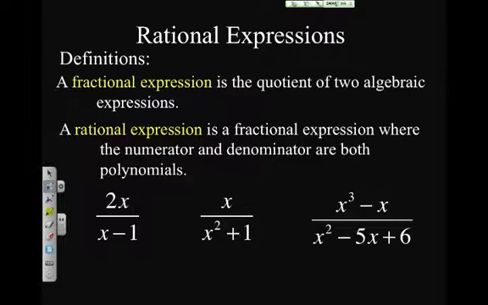Some examples of these would be 2x over x minus 1. Another example, x over x squared plus 1. Or you can see the third example there, x cubed minus x over x squared minus 5x plus 6. Each one of those is a rational expression because both the numerator and the denominator are polynomials.